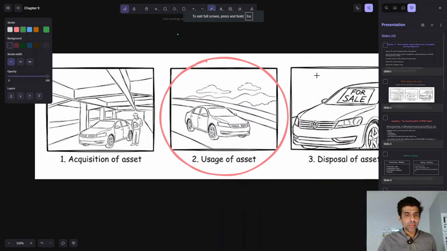Okay, so we talked about the birth of the asset, in this part here. What the heck? I don't know why this is not working.